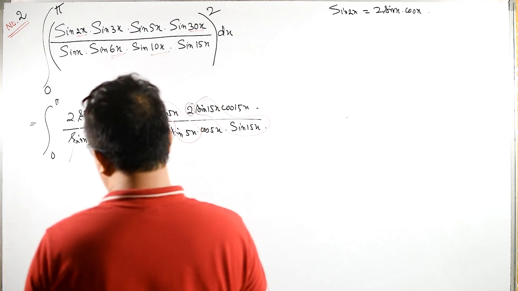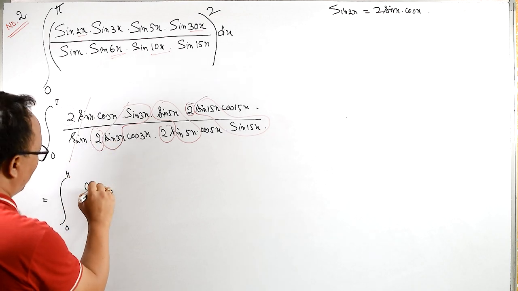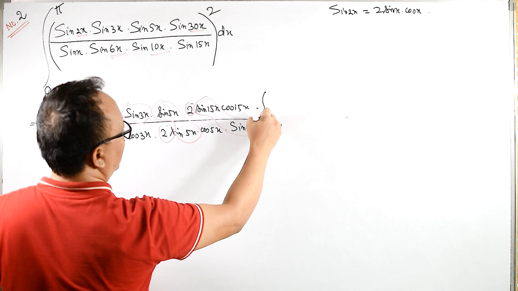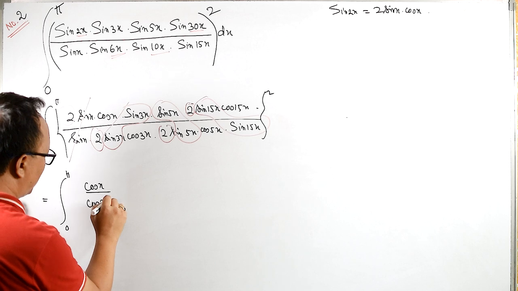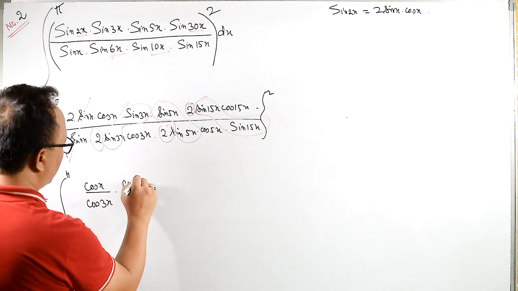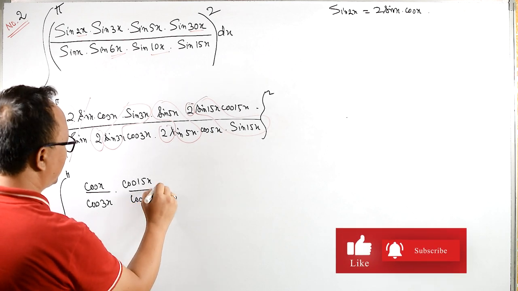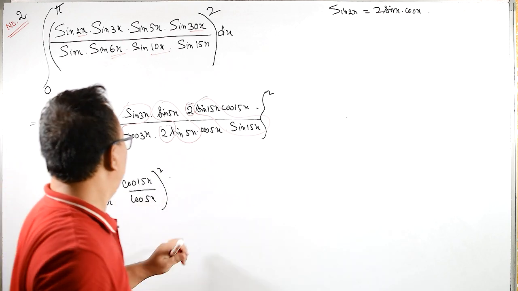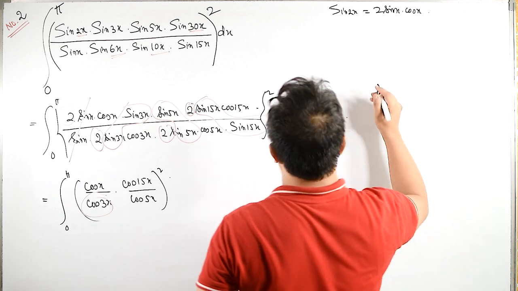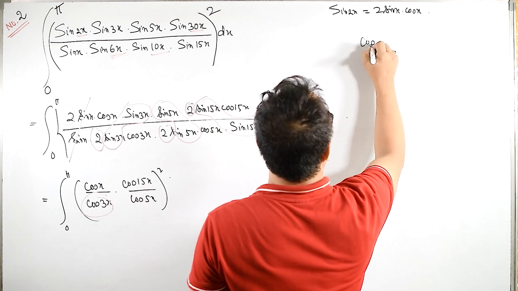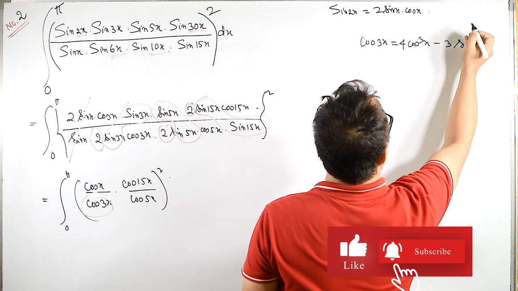And what we have is the integral from 0 to pi of (cos x upon cos 3x into cos 15x upon cos 5x) the whole square. Remember, what is cos 3x? Let's try to break the angles. So cos of 3x equals 4 cos cube x minus 3 cos x.